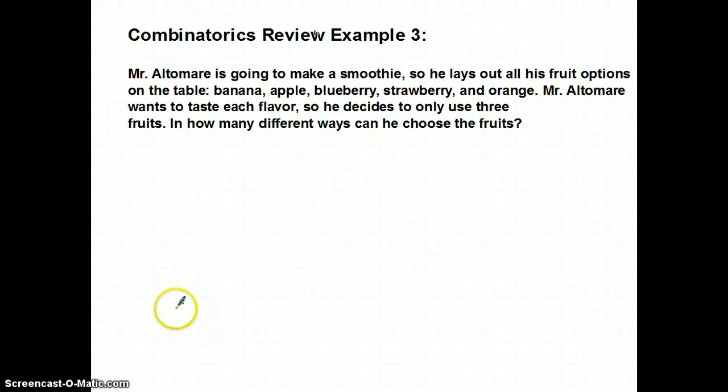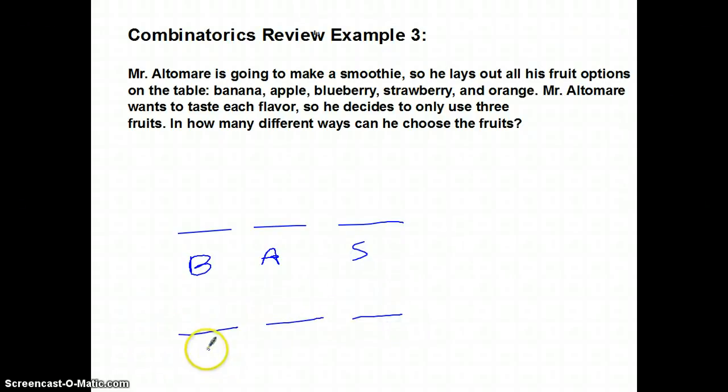So is this a permutation question? Is this a combination question? Does the order of the fruits make any difference? So if he is choosing his fruits, does it matter if he picks banana first, then apple, then strawberry? Or does it matter if he goes strawberry, apple, banana? No. In the end, it doesn't matter the order. He's going to blend them in the smoothie, and in the end, it doesn't matter the order that he picks those fruits. So this is a combination question.